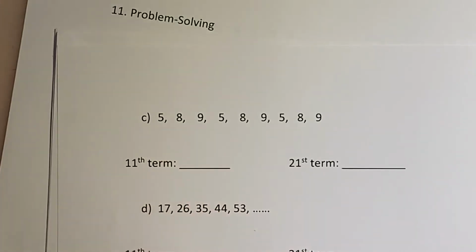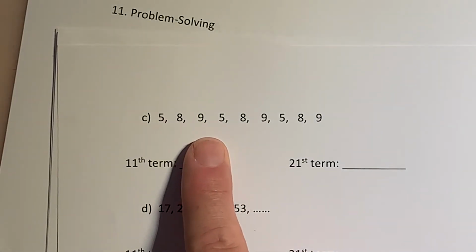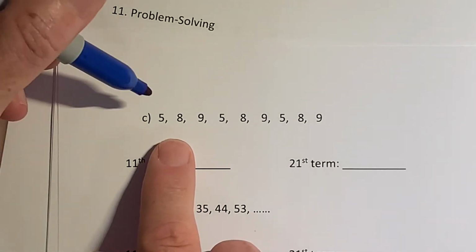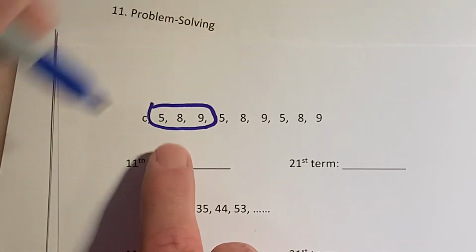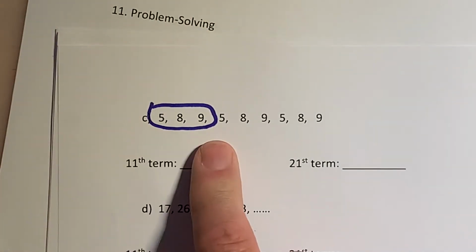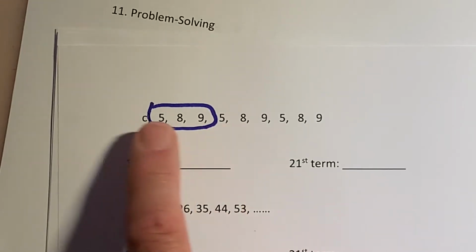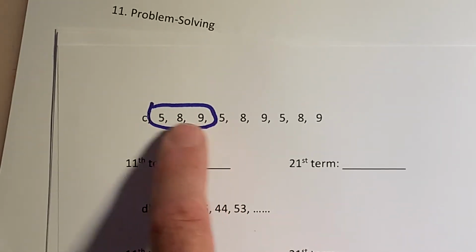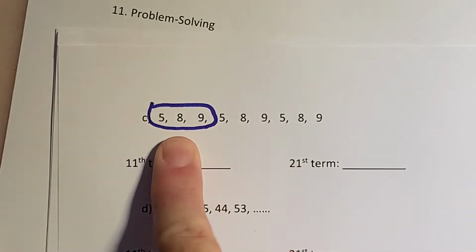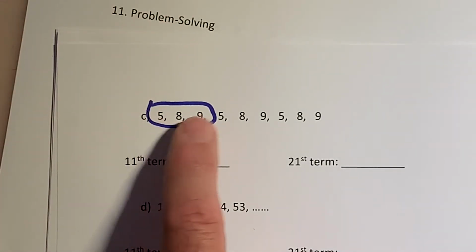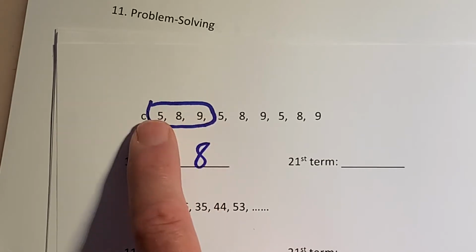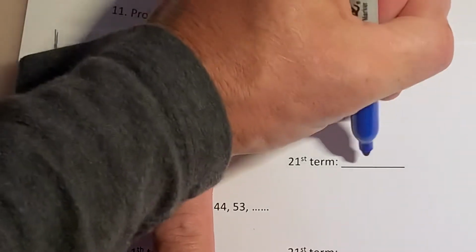So how we're going to do this is a little bit different, but pretty straightforward. We just count. So I don't really need to worry about, this pattern is 3 digits long. There's 3 items in the core. So I just count them. The 5, 8, and 9, 1, 2, 3, 4, 5, 6, 7, 8, 9, 10, 11. So 8 falls on 11. The 11th term is 8. And I could keep counting, 12, 13, 14, 15, 16, 17, 18, 19, 20, 21 would be the 9th term.